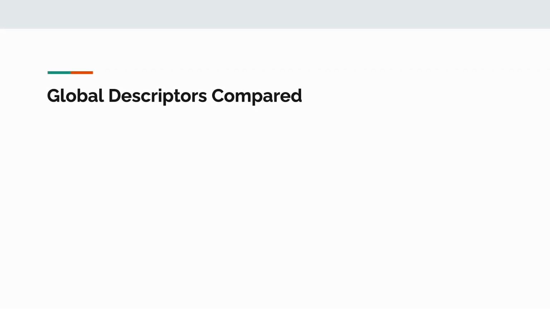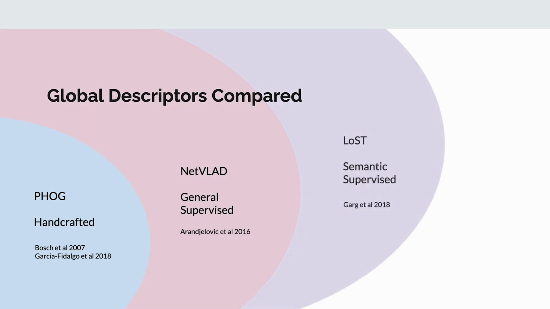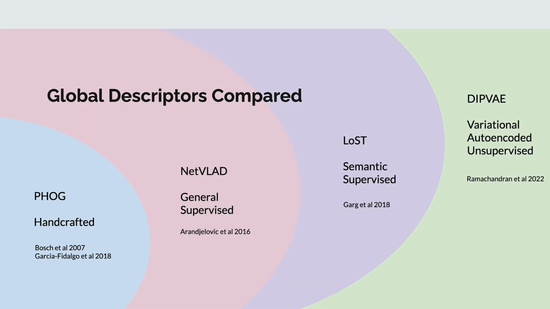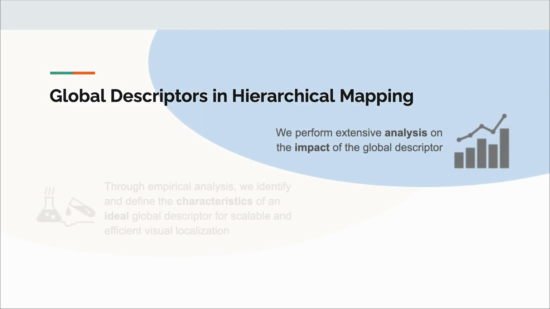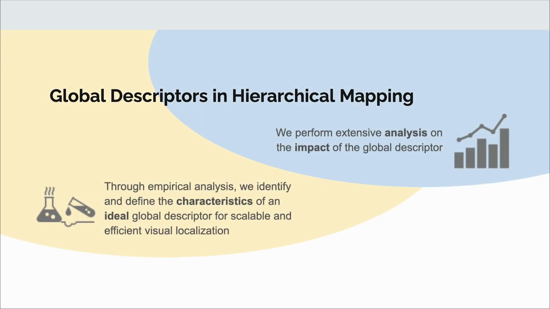More importantly, we adapt the framework to utilize learned global descriptors. In our experiments, we compare 4 global descriptors, PHOG, NetVLAD, LoST, and DiVVAE, which are state-of-the-art in each paradigm mentioned. We critically analyze the characteristics of the global descriptors and how they impact scalability and efficiency in a hierarchical setting.